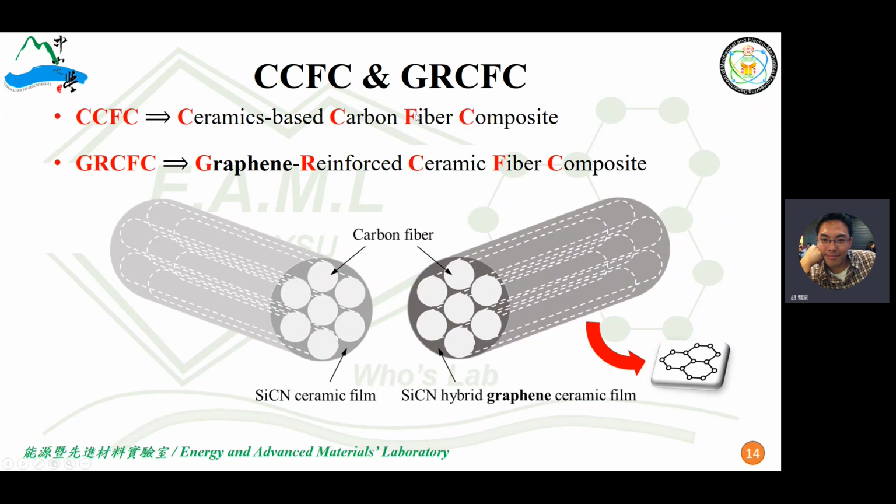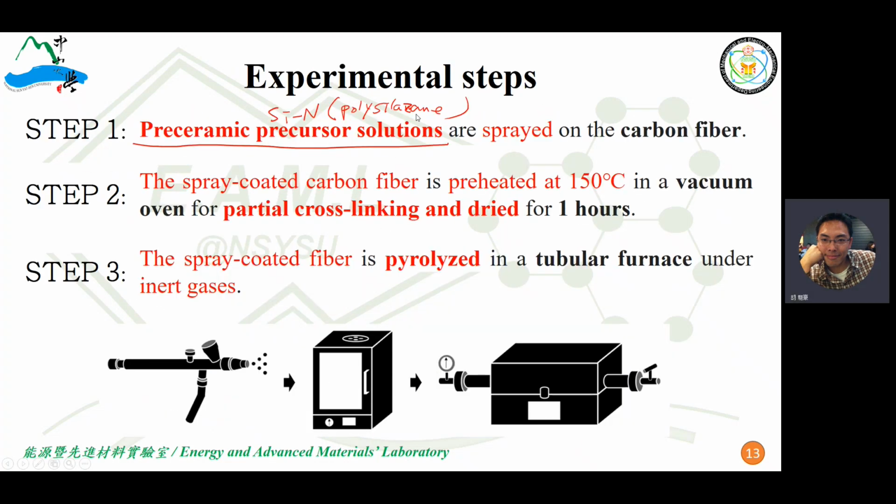Okay, it's the preceramic precursor. Just sprayed it, and we put this sprayed carbon fiber into a vacuum oven and preheat it at 150 Celsius for an hour. This spray-coated carbon fiber has been partially cured. Then the partially cured fiber is pyrolyzed in a tubular furnace under inert gas to achieve the temperature that you want.